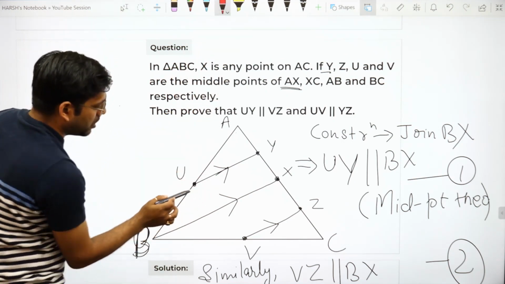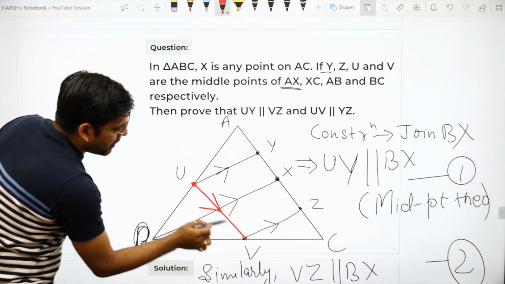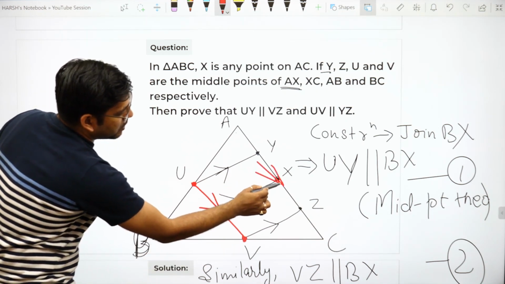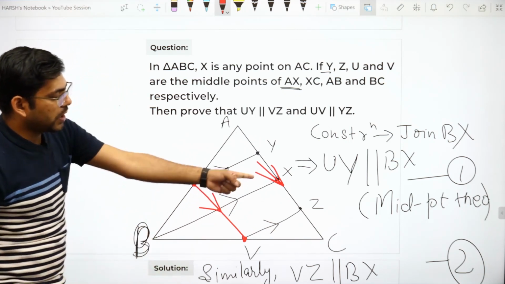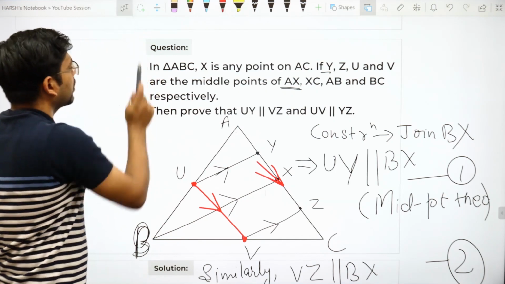I'll use another color. UV. Both of them are midpoints. Pay attention, both of them are midpoints. So surely it will be parallel to the third side, isn't it? Surely it will be parallel.